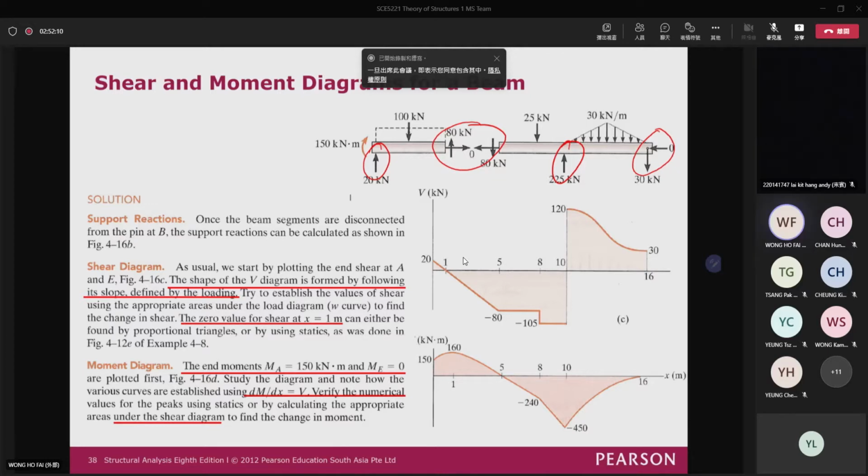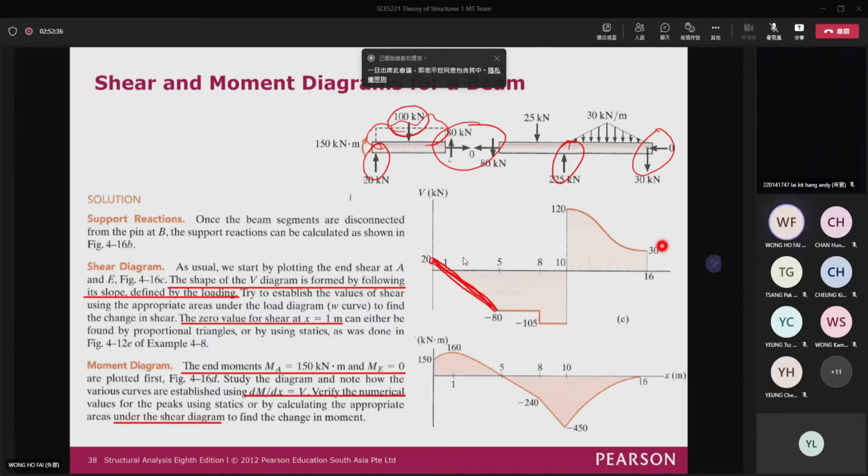And then by considering the free body diagram of each section, you can draw the shear force diagram. So you go up for 20, so you go up for 20 here. And then you have your distributed load on this part. So you will go down from here to here for the distributed load. And the total value is 100 kN, so you have 100 kN here.